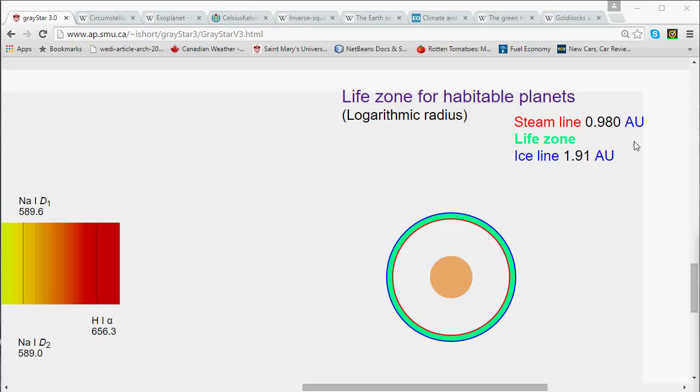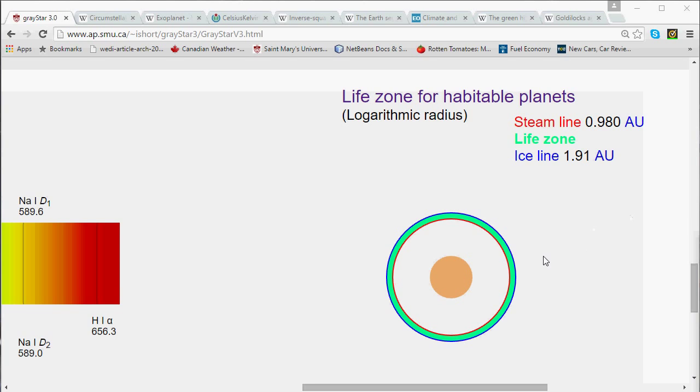By definition, 1 astronomical unit is Earth's average distance from the center of our own sun. Or another way to think about that is that 1 astronomical unit is the average radius of Earth's almost circular orbit around the center of the sun. And that distance is about 150 million kilometers. So that's about the size of 1 astronomical unit.